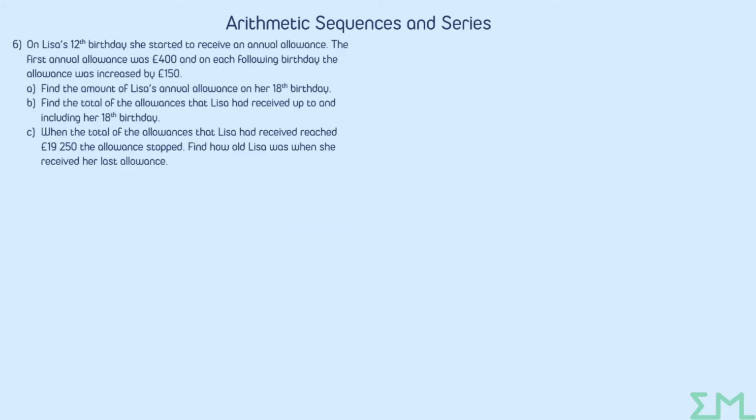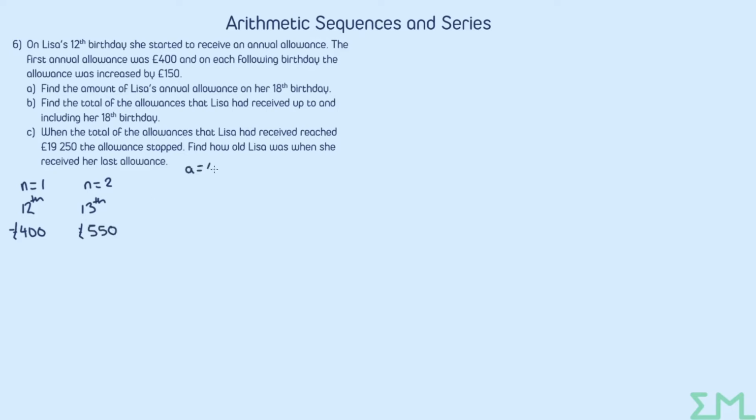So finally, question 6. This is the last question of the video. Okay, so on Lisa's 12th birthday, she started to receive an annual allowance. The first annual allowance was £400. So this is when n is 1, 12th birthday, and she receives £400. Each of the following birthdays, her allowance increased by £150. So for example, when n is 2, it's her 13th birthday, and she would therefore receive £550.